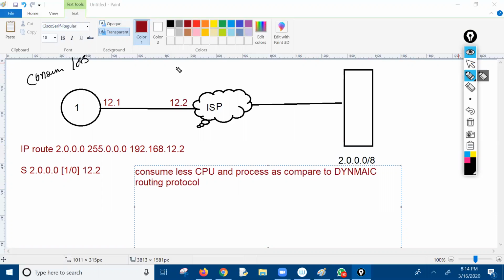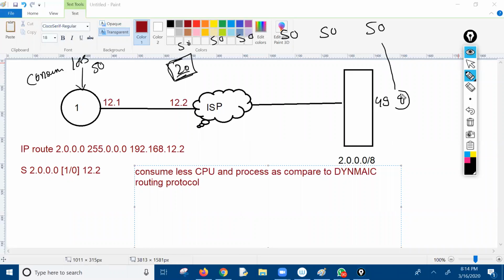But if you have 20 routers in your network, it's not practical to configure the static route. Maybe on the R1 router, you configure the static routes, and you have configured 50 routes. 50 routes on R2, 50 routes on R3, 50 routes on R4, 50 routes on R5, 50 routes on R6, 50 routes on R7. But somehow you forget some routes and you have misconfigured 49 routes on the R8 router.